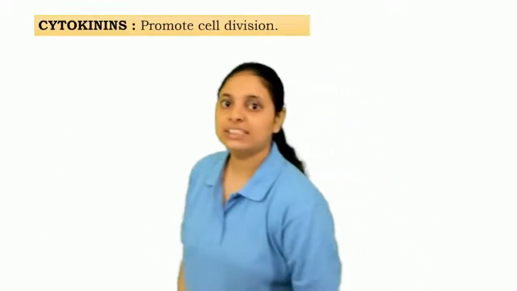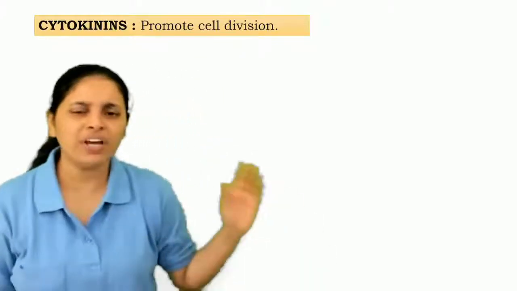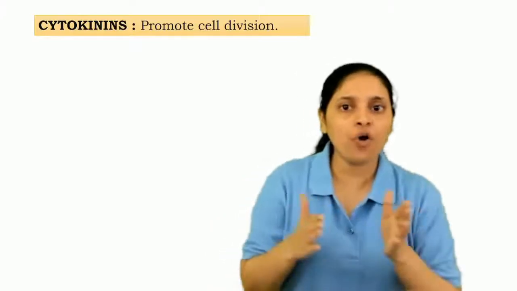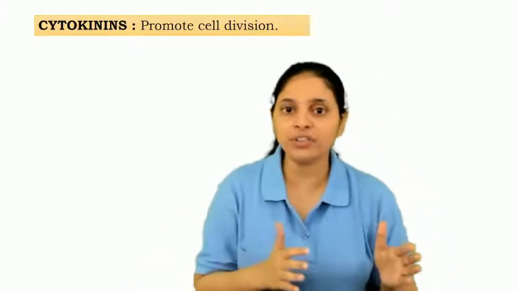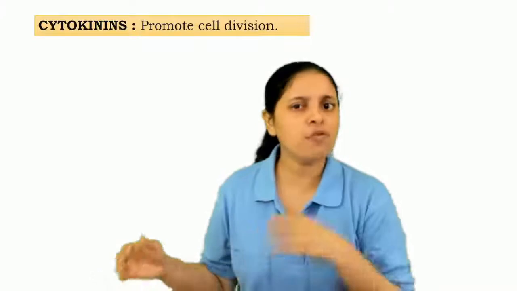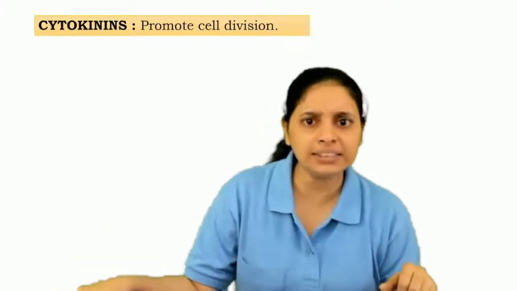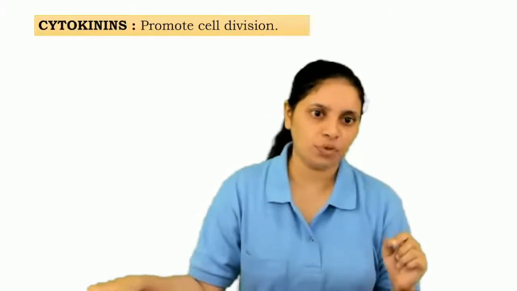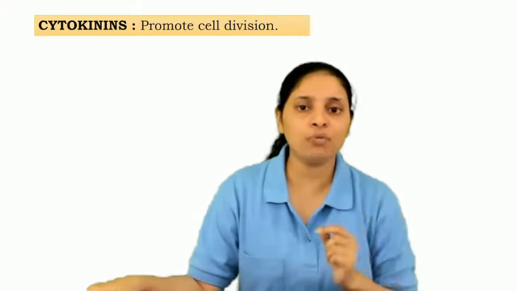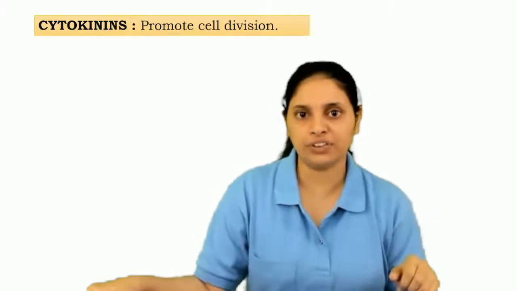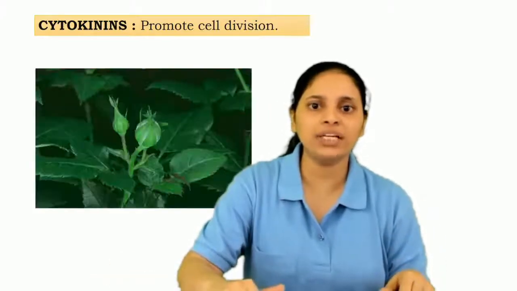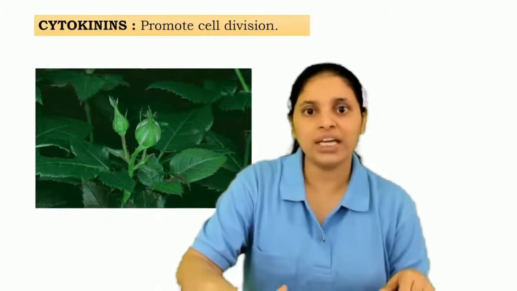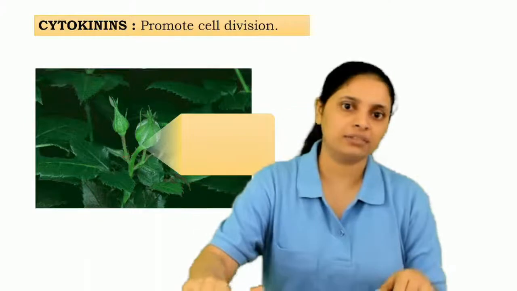Third hormone, cytokinin. We can correlate this word with another term, cytokinesis. It refers to the division of cell. So what will be the function of cytokinins? This hormone will promote cell division. Is it clear? As they are promoting cell division, they will help in plant movements and also in overall growth of the plant.